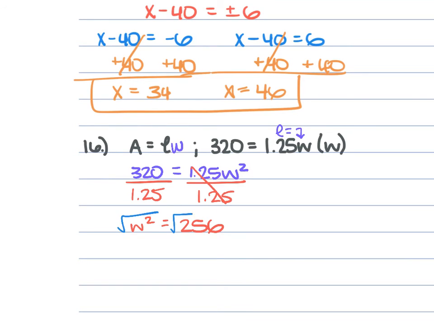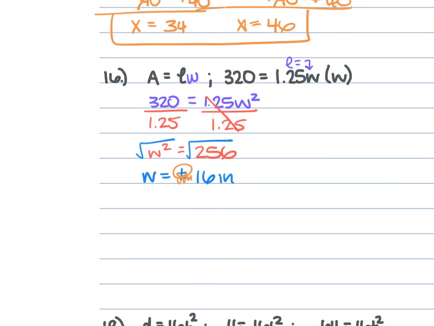From here, take the square root of both sides. The square root of 256 is 16. So this gives you W is equal to plus or minus 16. Now, when you are dealing with dimensions, you are only working with the positive numbers. You don't ever have negative dimensions, or sorry, distances here. So you're only taking the positive of the two numbers. With that, find your length now. Your length is 1.25 times your width. So that's 1.25 times 16, which is 20. So your length is 20 inches and your width is 16 inches.